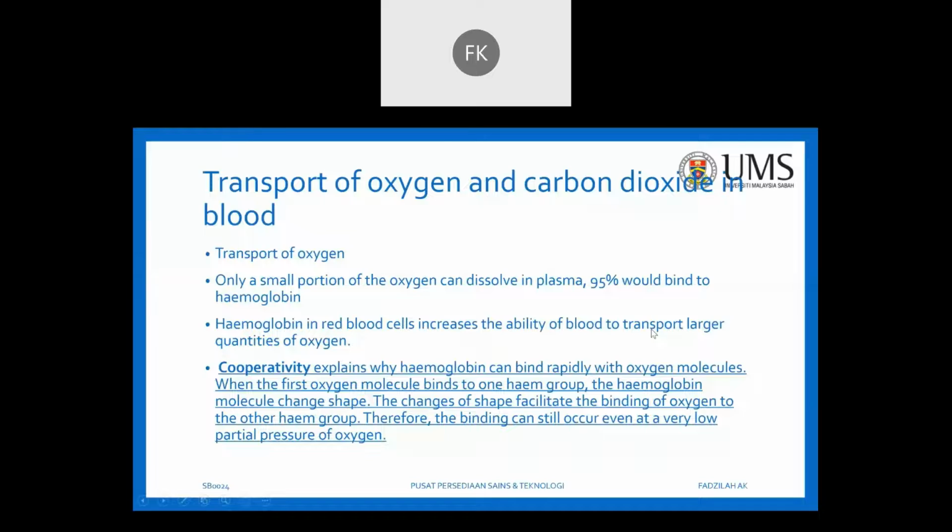This is why the respiratory system is well connected with the circulatory system. Transport of oxygen and carbon dioxide in blood. We start with oxygen. You inhale the oxygen. Only a small portion of oxygen can dissolve in plasma. 95% would bind to hemoglobin. Hemoglobin in red blood cells increases the ability of blood to transport a larger quantity of oxygen. This is called cooperativity. It explains why hemoglobin can bind rapidly with oxygen molecules.